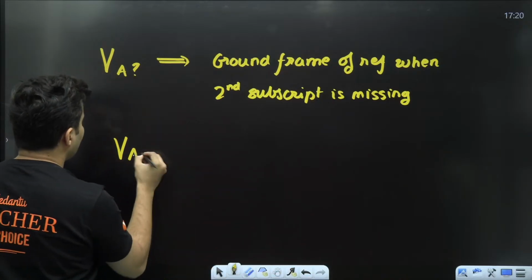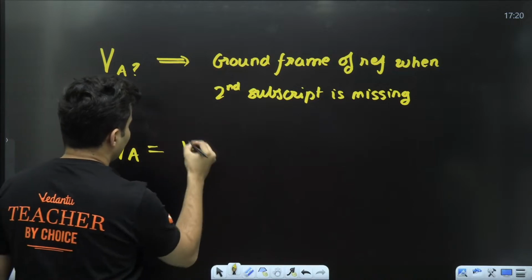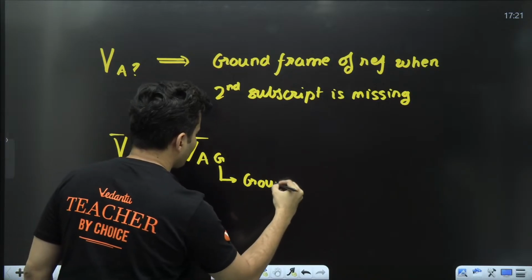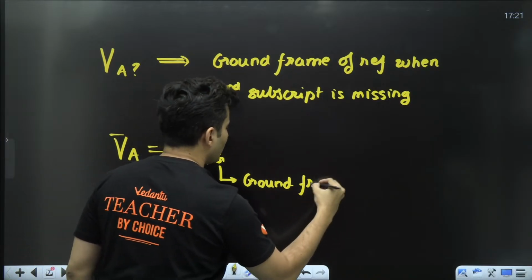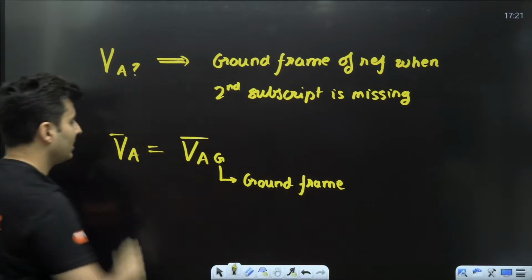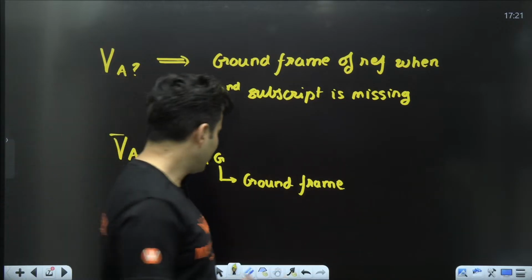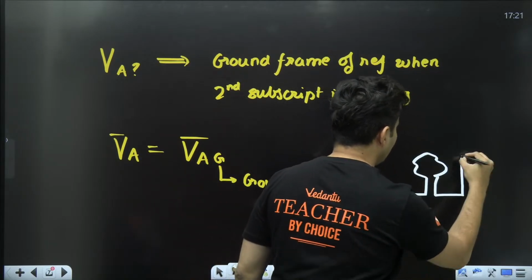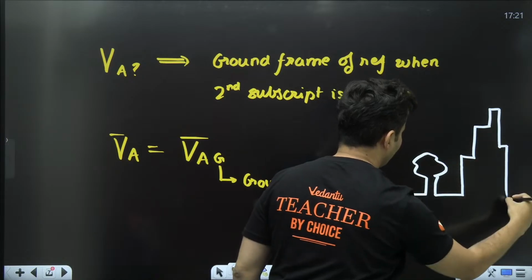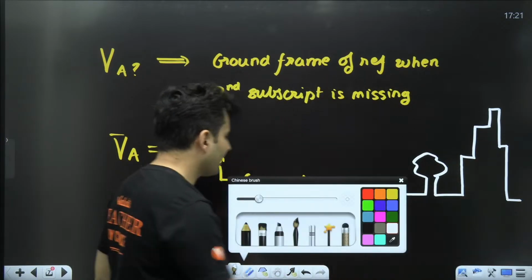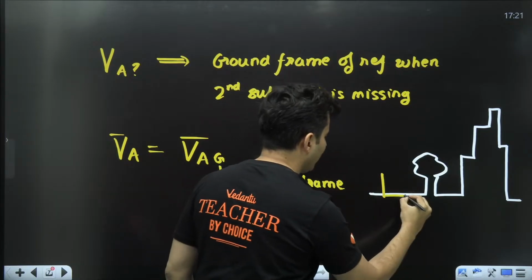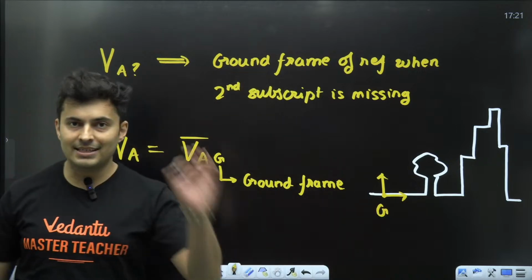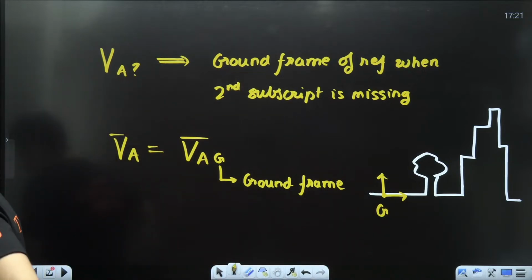So velocity of A is the same as velocity of A with respect to the ground. This is the ground frame. So you are allowed to skip that second subscript. When I say the ground frame, you should always think of probably the trees, the buildings, whatever. That is your ground frame of reference. Is that clear, everyone?